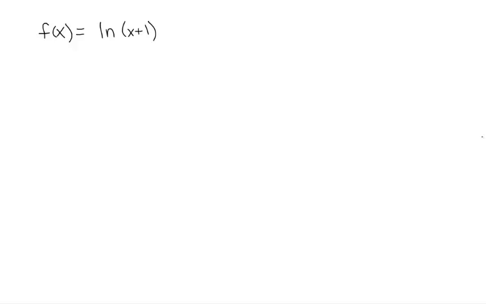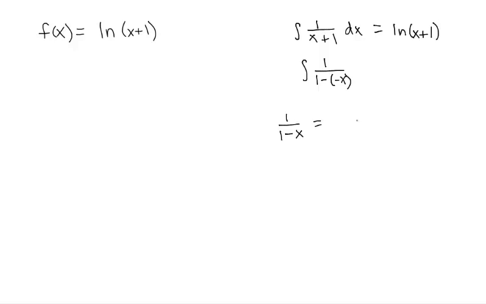In the next example, we have f of x is equal to ln of x plus 1. And for this, it's important to remember that the integral of 1 over x plus 1 dx is equal to the ln of x plus 1. And then we could also rewrite 1 over x plus 1 as 1 over 1 minus negative x, which is going to help us out in this as well. And then we can say that 1 over 1 minus x is equal to the series from n is equal to 0 to infinity of x to the n.